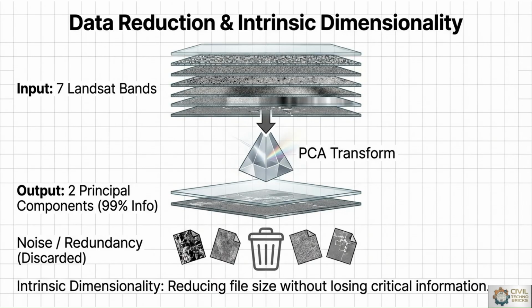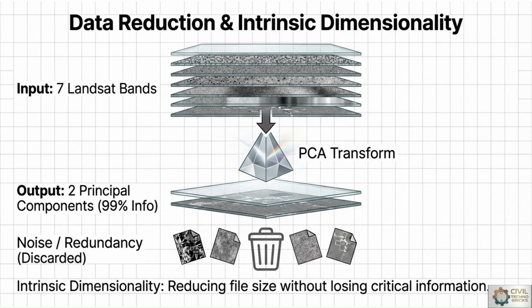Data reduction and intrinsic dimensionality. Now, if we are using n number of layers or characteristics as an input for any process, just like the inputs of 7 Landsat bands, that is the data collected by the Landsat satellite imagery with n number of bands. With reference to that, principal component analysis reduces large multispectral datasets into a smaller number of principal components. That is the principal component analysis transformation. Most information is retained while redundant data is removed. Data reduction simplifies image processing and analysis.